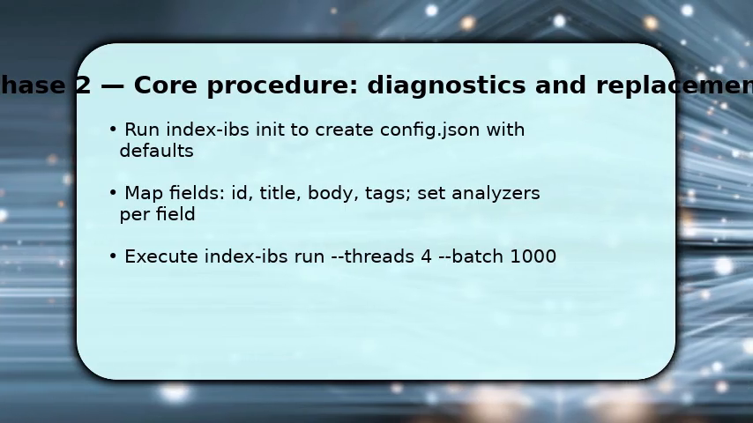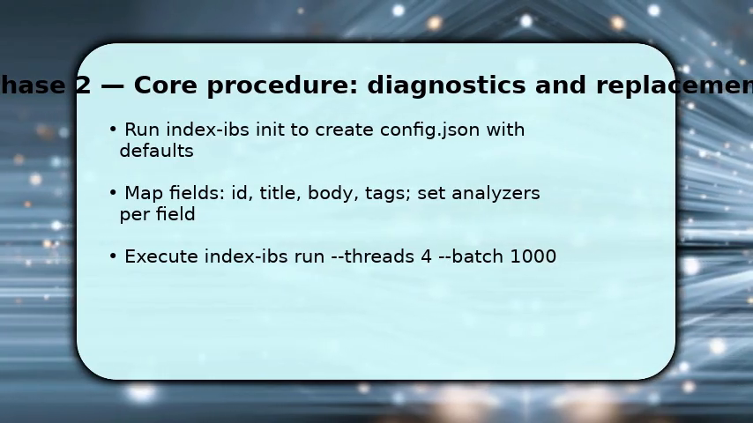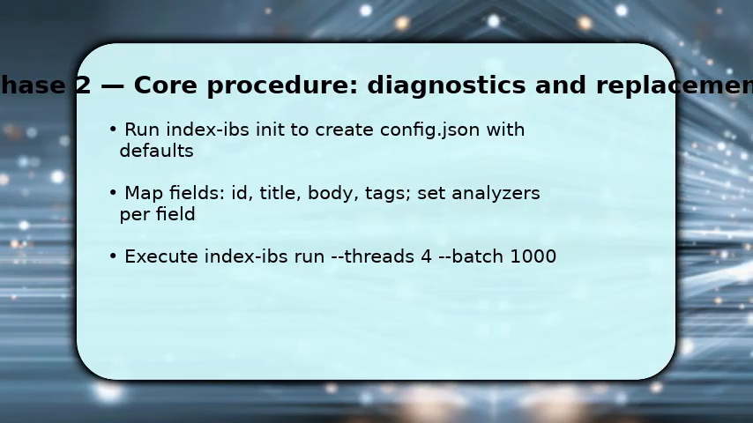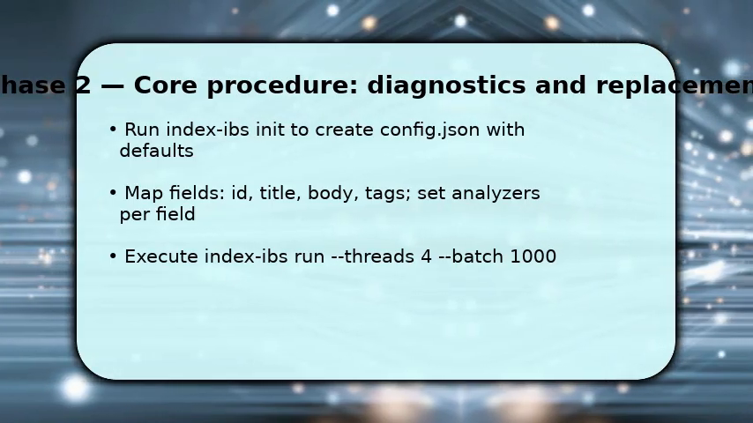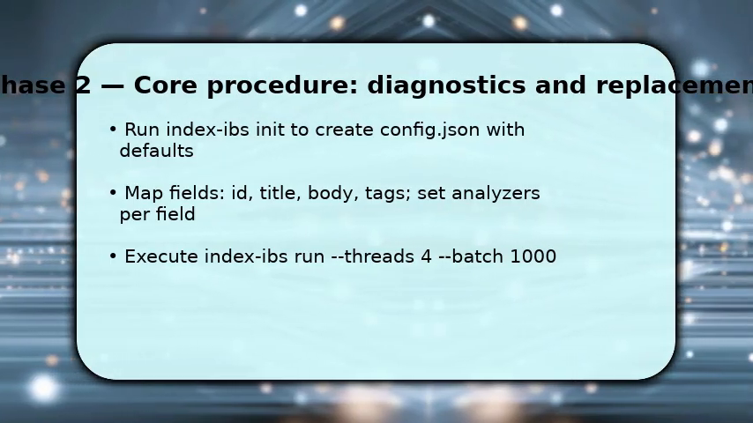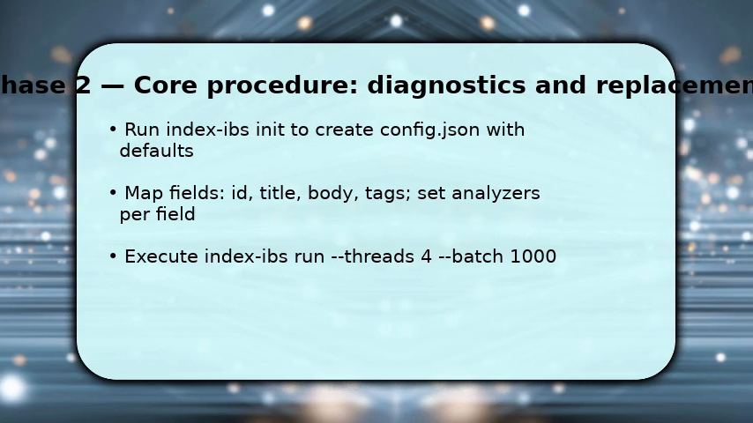Next, run the indexing command with an appropriate thread and batch size to balance speed versus memory. As it progresses, monitor logs for skipped records and sampling stats, and adjust batch size if memory spikes.